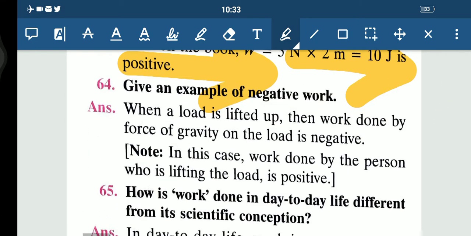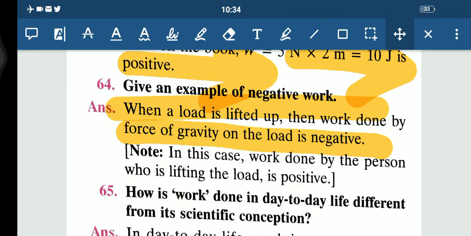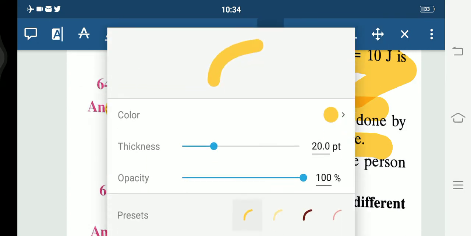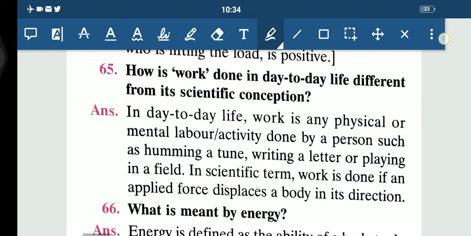And when do we say that the work is negative? When a load is lifted up, then work done by the force of gravity on the load is negative. I hope it is clear, beta.